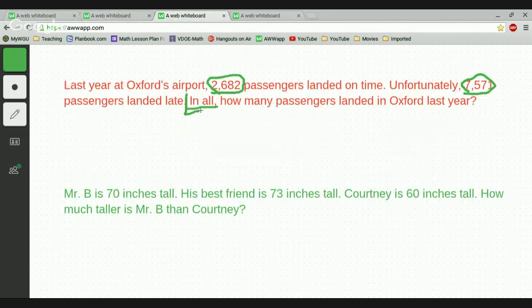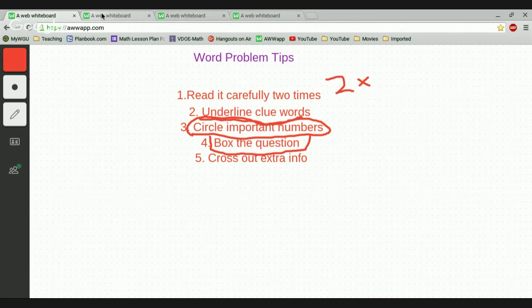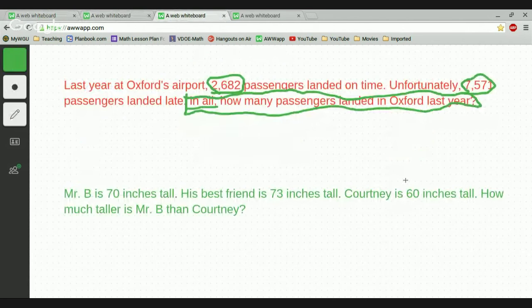Box the question. So my question is down here. Hopefully you're using pencil and have better control over this than I do. And cross out any extra info. I don't see any extra info. So now, in all, I know that's going to be adding.